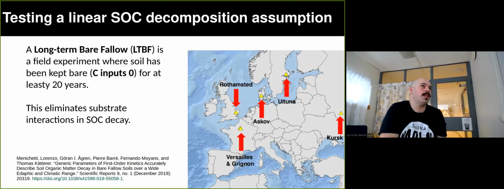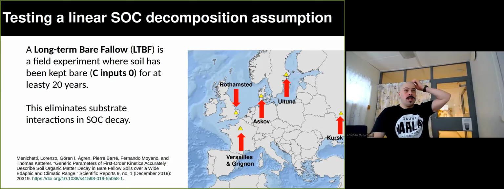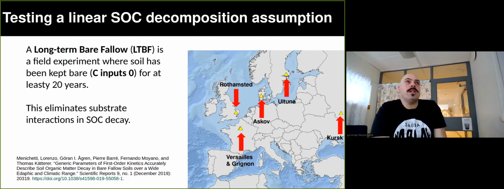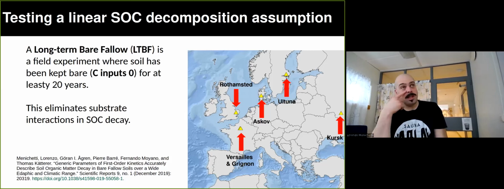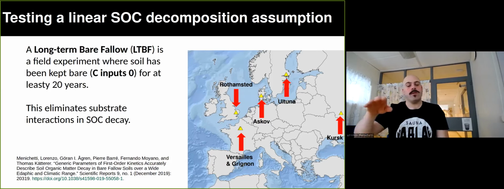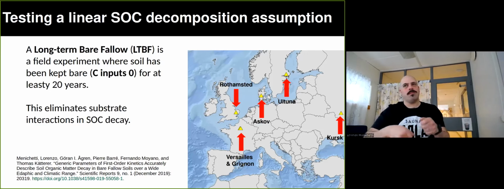I took this set of time series. These are sites, soils that have been kept devoid of any input for 50 to 60 years. Some sites are a bit younger, like Askov and Kursk, only 20 years. So here we really see the pulse. It's the organic carbon that was there at the start of the experiment. Nothing else has been added, and you can follow the decomposition. It's a simplified system because we don't have substrate interaction, like adding sugars that can boost microbes a bit.